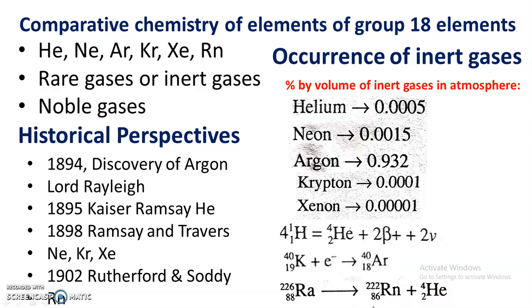So this is about the occurrence of inert gases, covering the comparative chemistry, the historical perspectives and the occurrence of inert gases. In the next video we are going to discuss the isolation of inert gases from air.